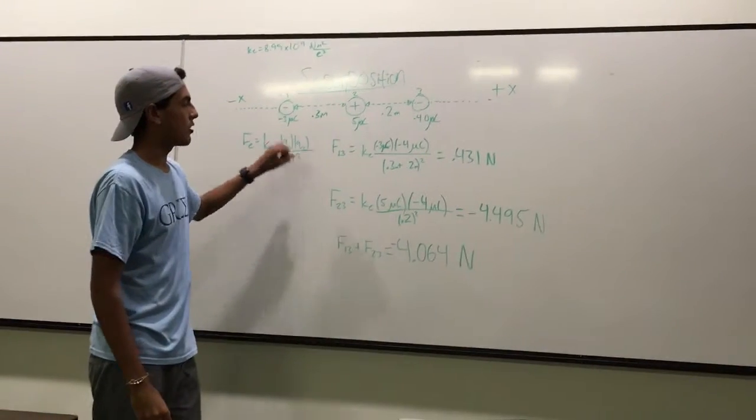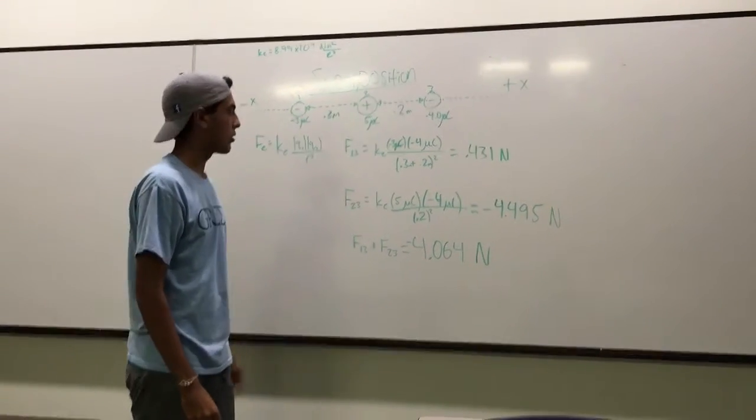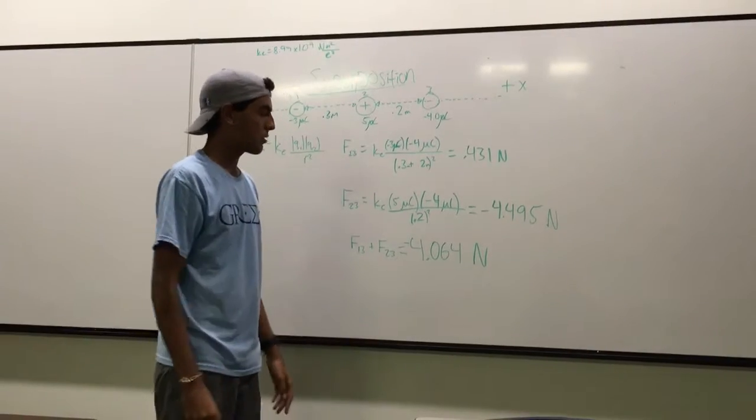And then we add them together to find the final force on particle number 3. We get negative 4.064 newtons.